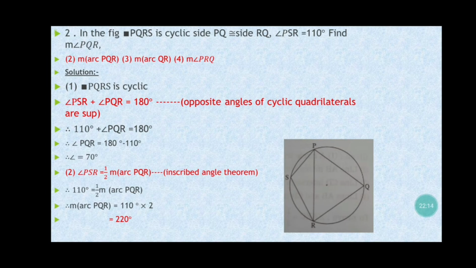Okay. After that, we have to find out the measure of arc QR. So to go for that, first we have to find out the measure of arc PQR. Okay. So angle PSR is half of the measure of arc PQR. Okay. So arc PQR will be equal to 110 into 2. So that is equal to 220 degrees.